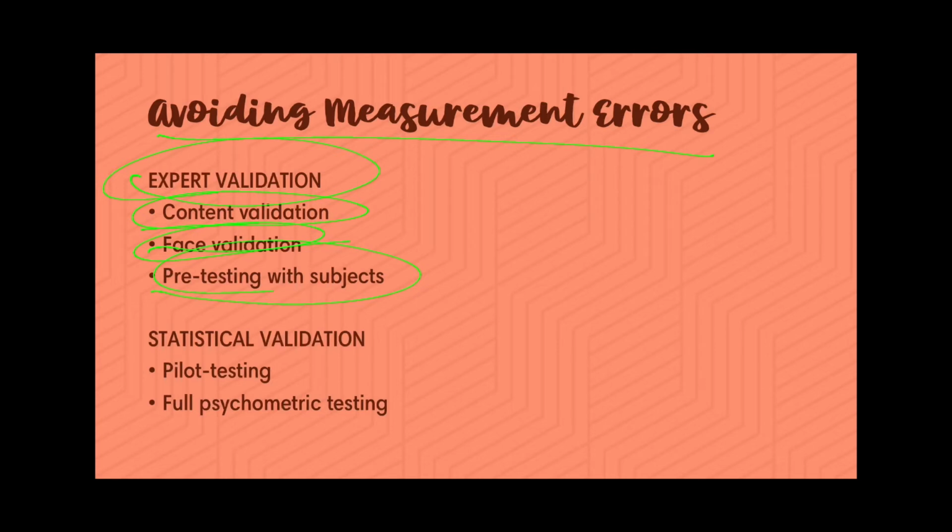And then a more rigorous way of validating and reducing the measurement errors of your current instrument is to use statistical tools. There are many statistical tools, but we're just going to be identifying some of them, and we're only going to be applying one for our class. So we can either do a pilot testing for some of the more basic or foundational statistical tools.